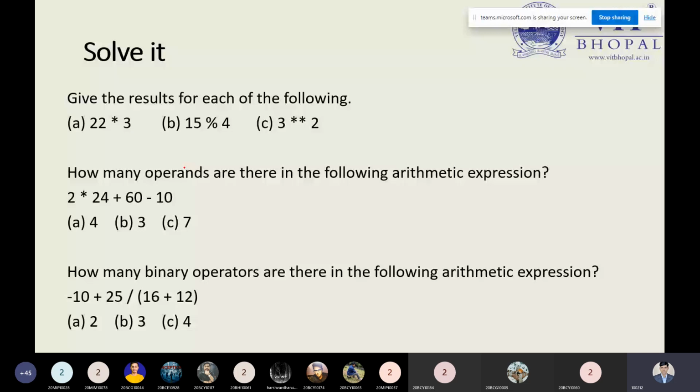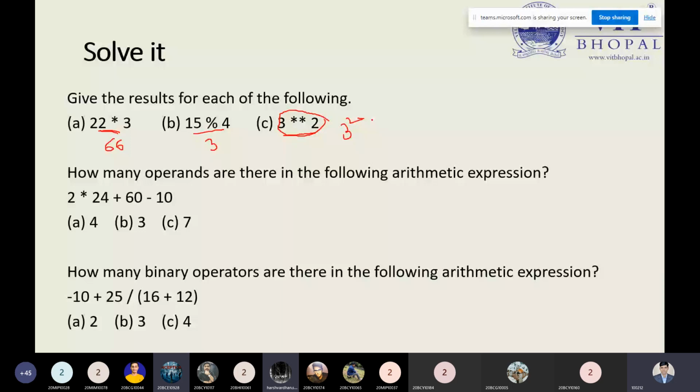Now tell me what is the result? 66. Very good, well done. Next, what is the result? 3. 12 is also 3, 12 is also divisible by 4, so 3. Then 9. Yes, thank you, it is just equal to 3 to the power 2, so we get 9.